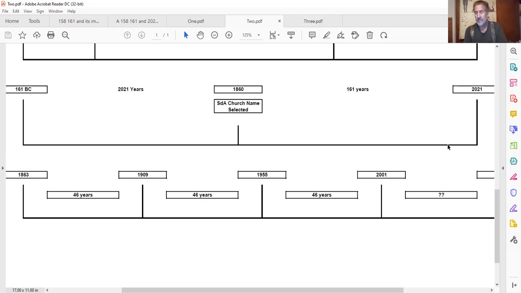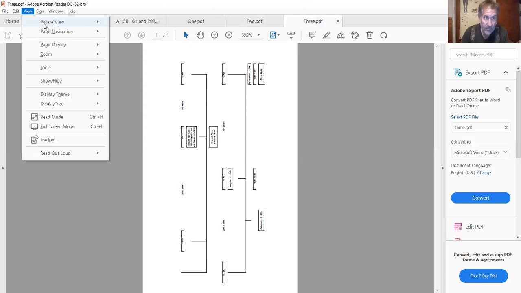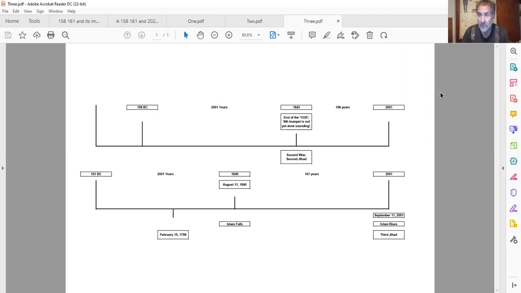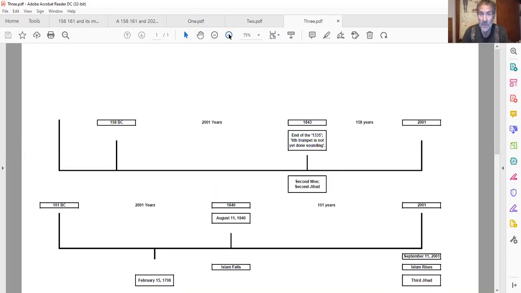Well, the 158 and the 161 are sort of 2 different witnesses. I expected you were going to say that, 161 and 1860 and 1863. Well, for our consideration today, I'm going to ask if this doesn't represent a second witness. Help me to understand this, because this worked out in the same way.